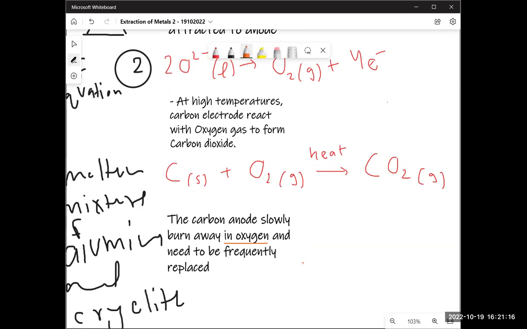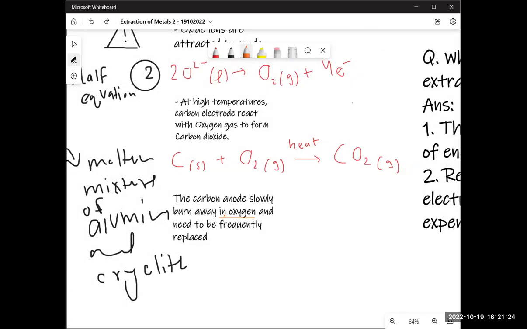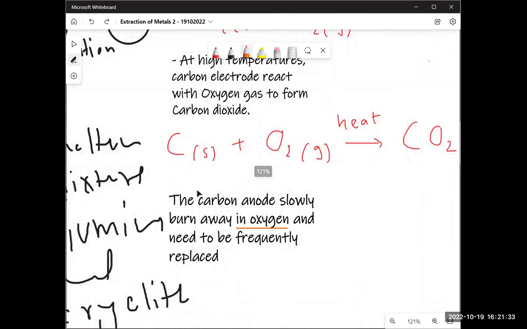Tell me when you're done writing. Finished? Yes, sir. Now above this, just above this, write why anodes are replaced. Put a question mark here, just above this answer, and write this as the answer. Why anodes are replaced? That's the question. This right here is the answer: because the carbon anode slowly burn away in oxygen and need to be frequently replaced.